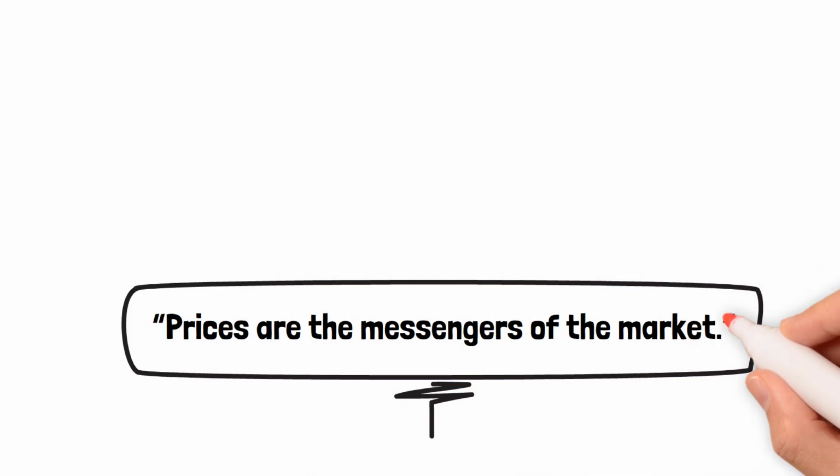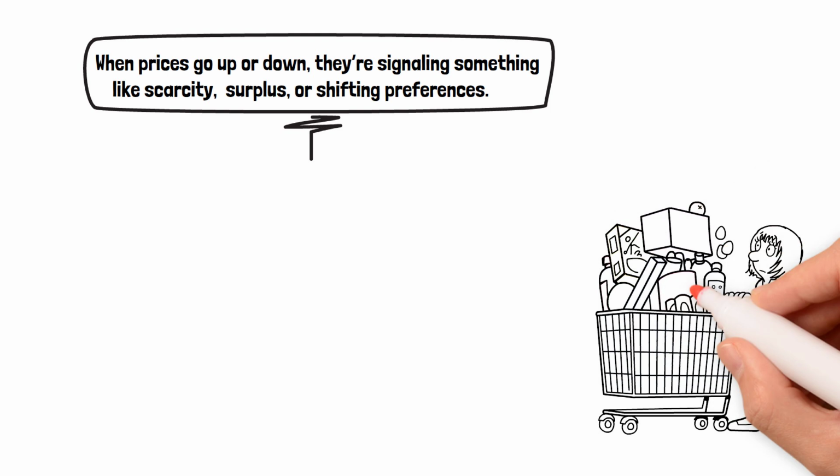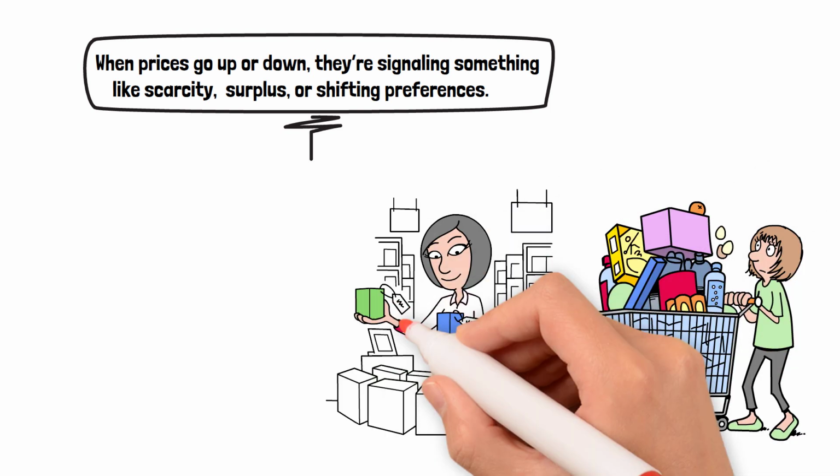Famous quote, "Prices are the messengers of the market," Milton Friedman. What he means is, when prices go up or down, they're signaling something, like scarcity, surplus, or shifting preferences. Learning to read these signals makes you smarter as a buyer, seller, or policymaker.